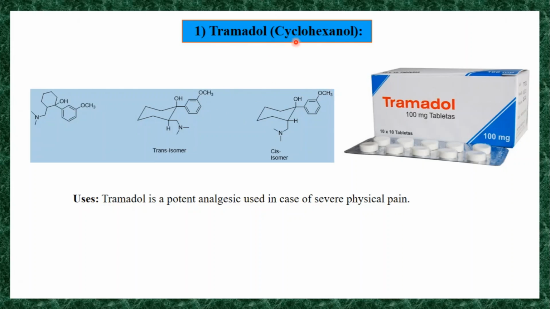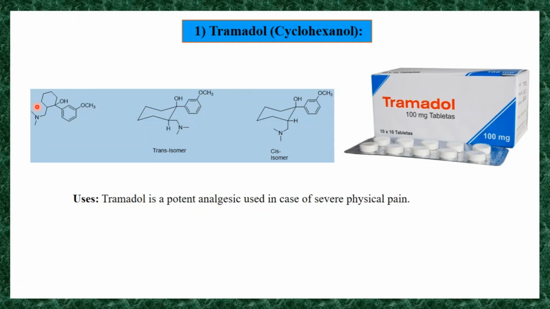Then we'll see only 3 of these. Under the class of cyclohexanol we'll see tramadol. This is the structure of tramadol. It is two rings joined with a single bond. Tramadol is a recent drug used as an analgesic, and it is a derivative of cyclohexanol. It produces analgesic action similar to opiates without causing sedation.